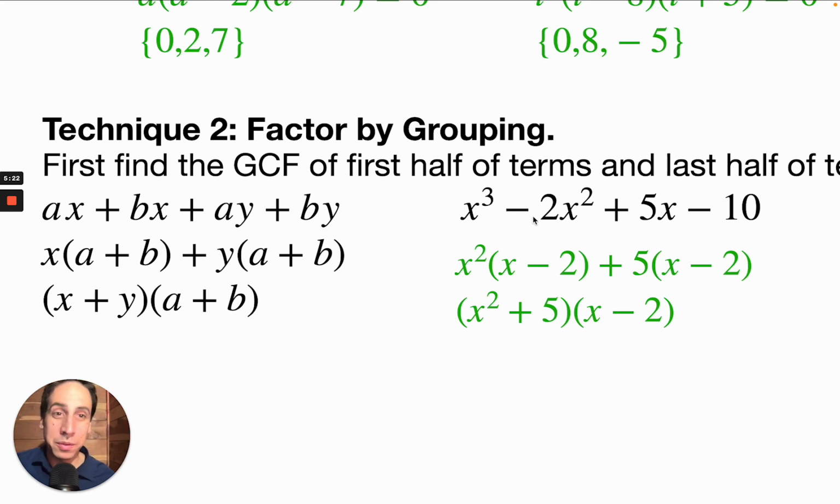Here's generally what the format looks like. Here's what it might specifically look like. You've got four terms, and you can factor out x squared from the first two terms, boom, and that leaves you with x minus 2. And then factor out 5 from these two terms, and that also leaves you with x minus 2. Now, factor by grouping only works if you see the same thing written twice. So this is x minus 2, x minus 2.